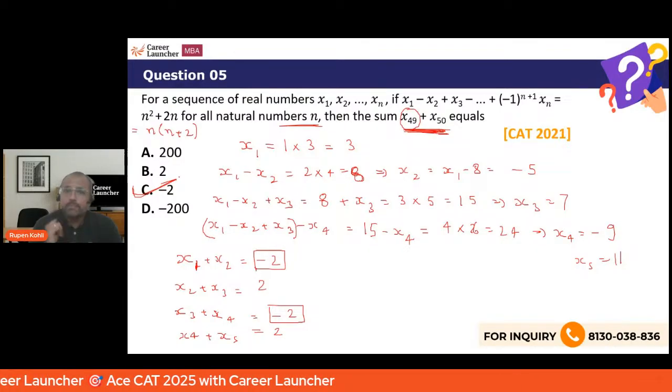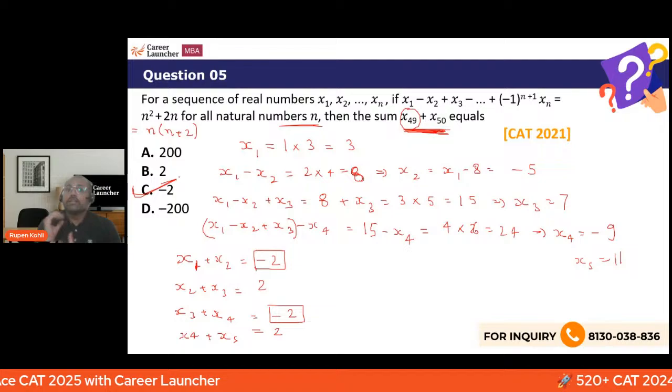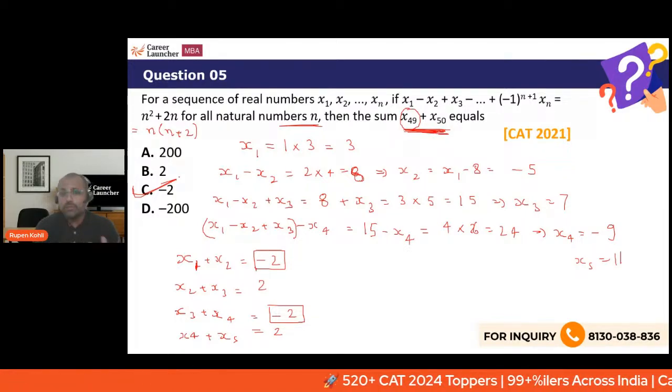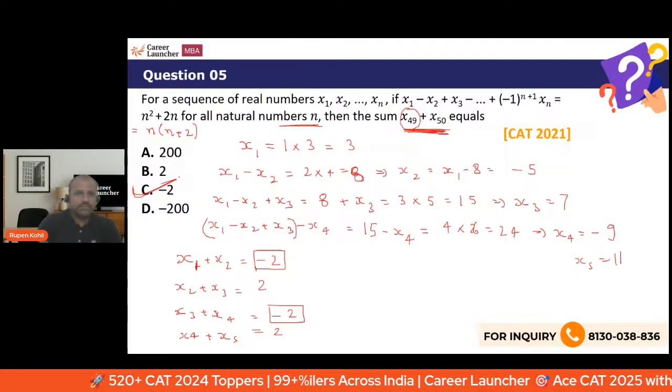Right? Pattern identification using the recurrence relation: put n equal to 1, 2, 3, get the values of the terms, get the job done. All right, interesting.